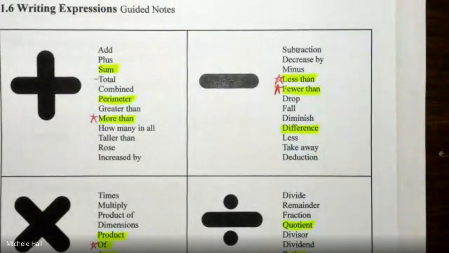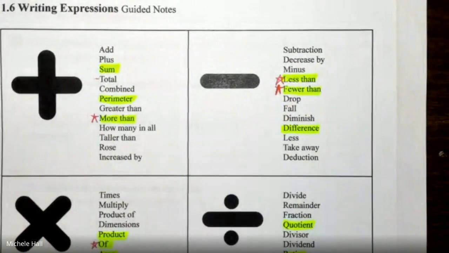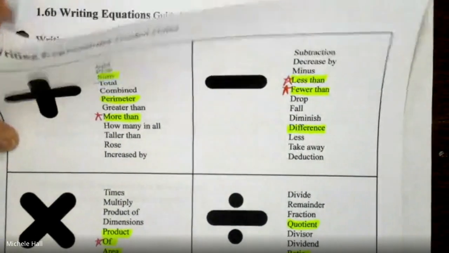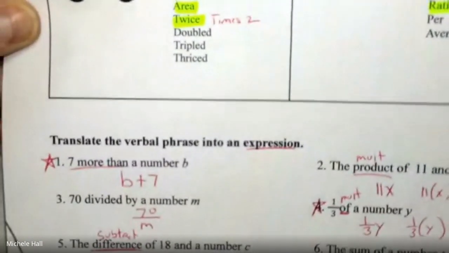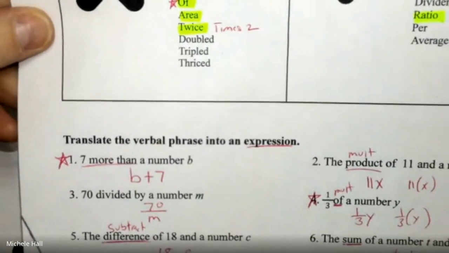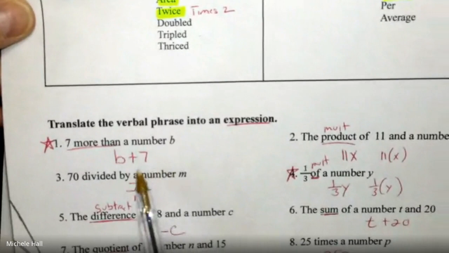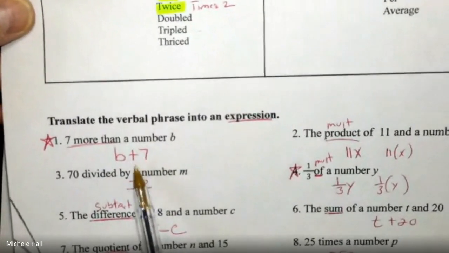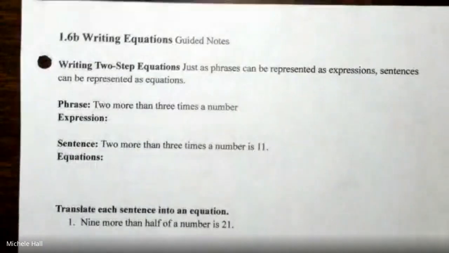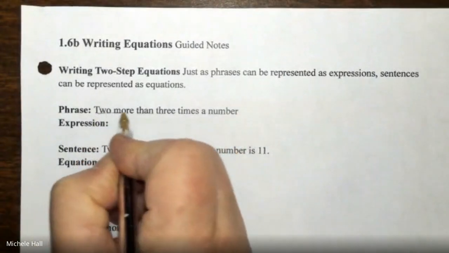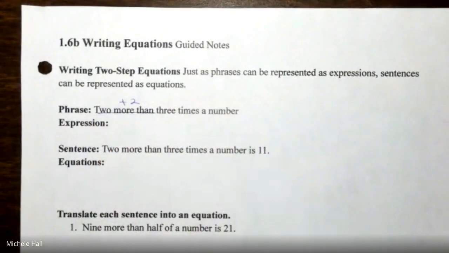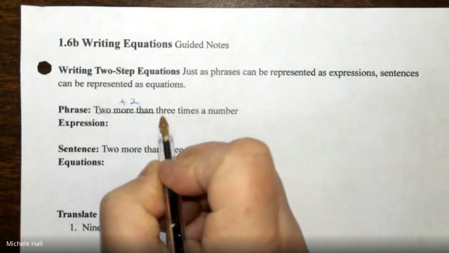And if you look back at your notes, you're going to notice that more than, less than, fewer than all have a star next to them because those are the same types and students always get them incorrect. If I look down at number 1 in the example, we put a star on it because 7 more than means plus 7. It has to come more than something else that's already there. It comes second in the phrase. 7 more than. So that means that 2 more than should look like this, and then 3 times a number.